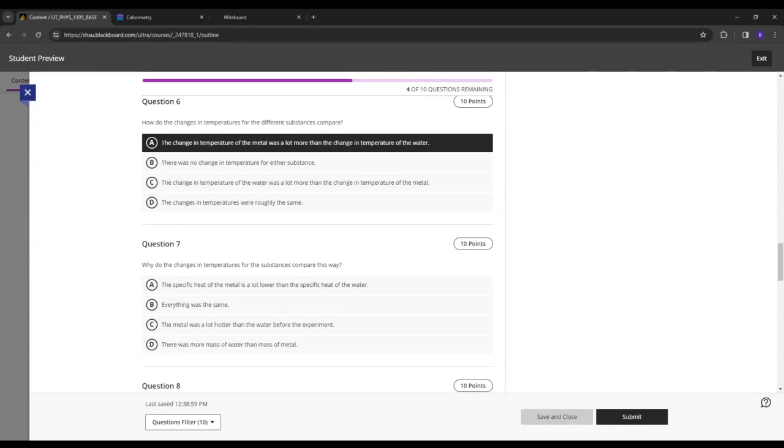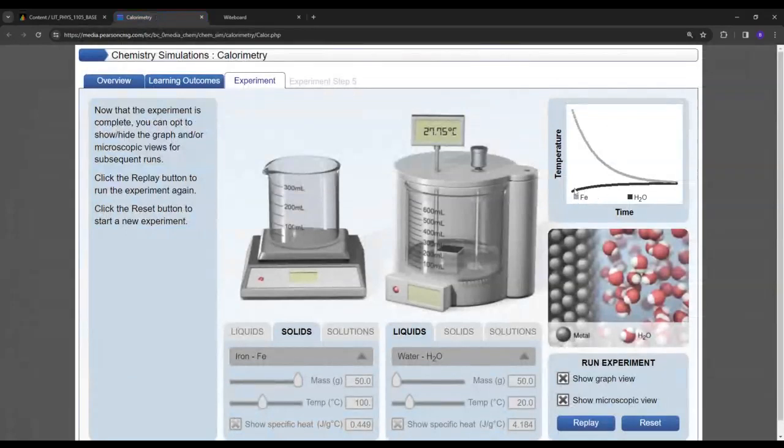But if we look at C, it says the metal was a lot hotter than the water. Yes. However, if that was important, that the metal was hot, then I feel like that would have made the graph the opposite, a reflection of what it showed. So if the metal being very hot mattered as much, then we would have seen the water level come up a lot more, and it just didn't.